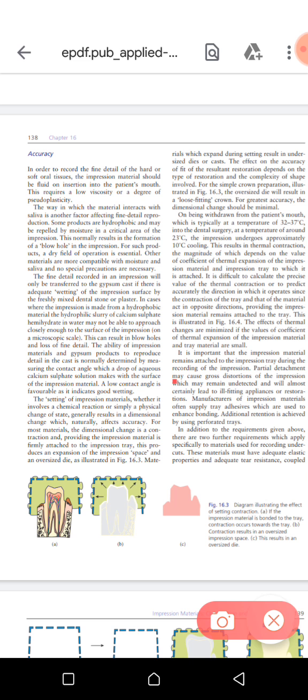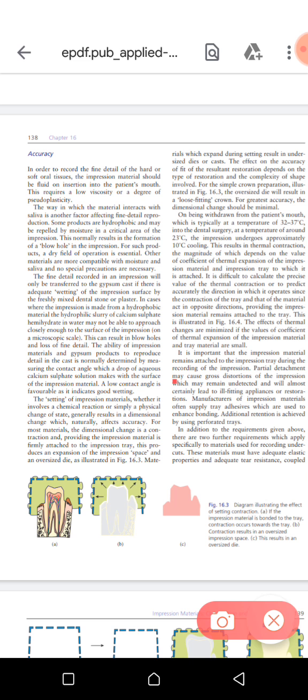The setting of the impression materials, whether it involves a chemical reaction or simply a physical change of state, generally results in a dimensional change which naturally affects accuracy. For most materials, the dimensional change is contraction, and providing the impression material is firmly attached to the impression tray, this produces an expansion of impression space and an oversized die as illustrated in figure 16.3.